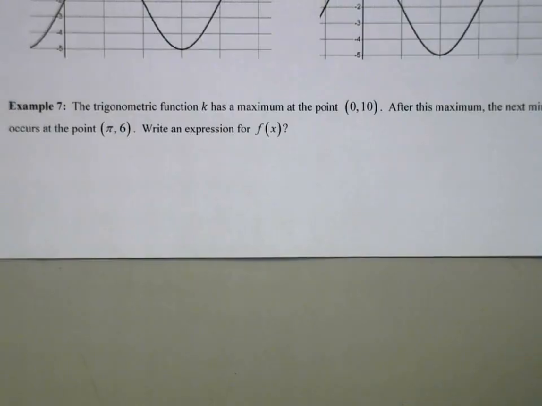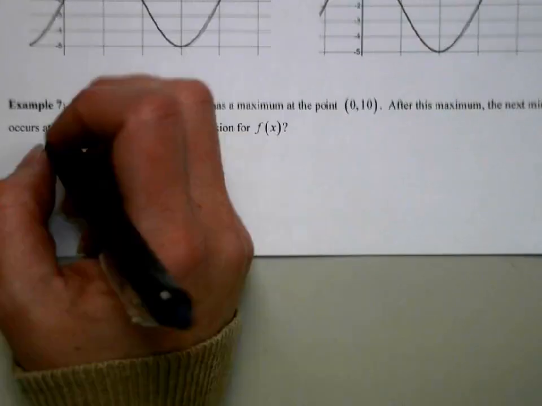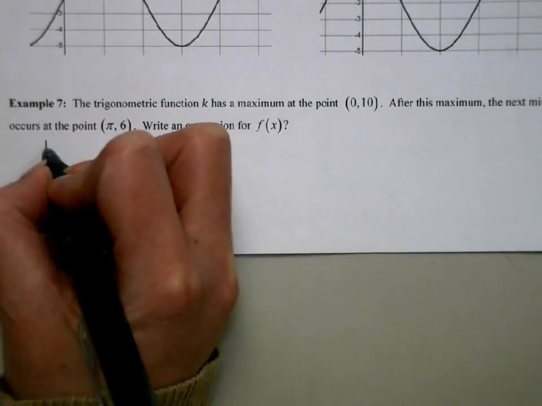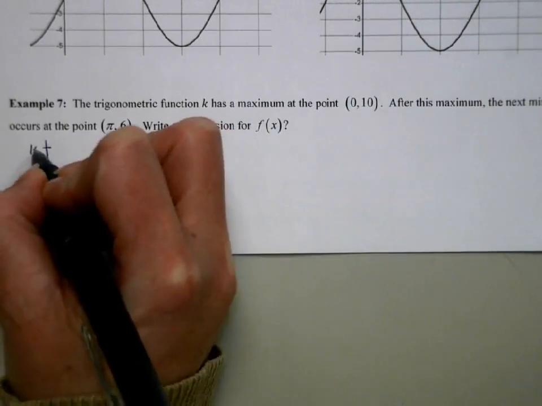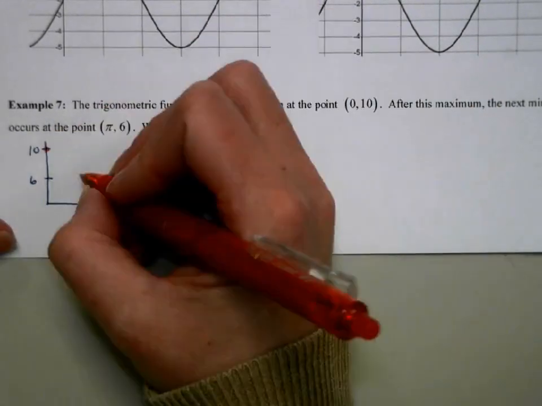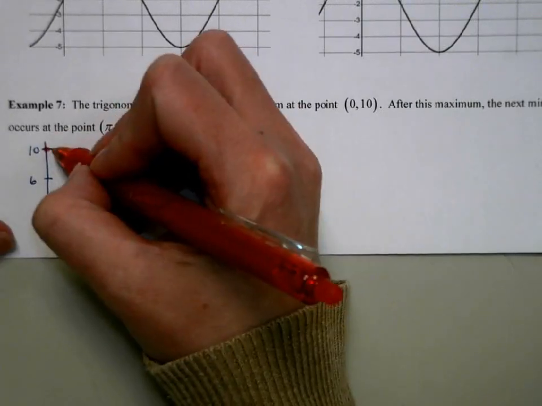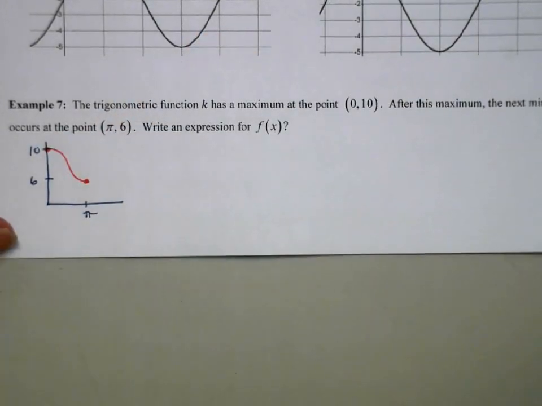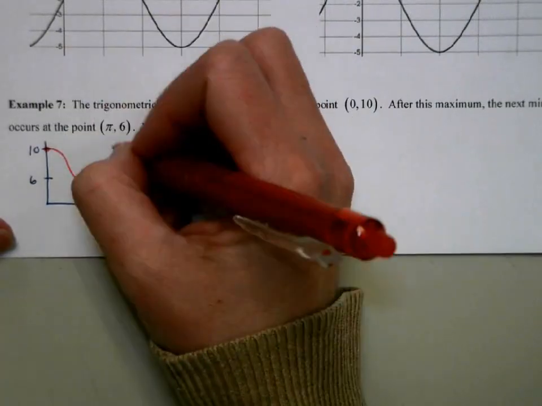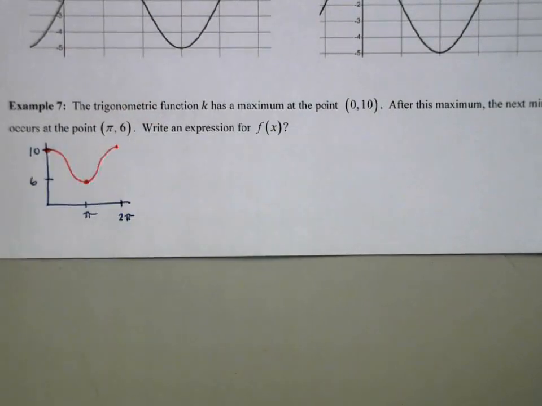Okay, next, the trig function k has a maximum at 0, 10. After this maximum, the next minimum occurs at pi, 6. So I'm going to sketch myself a little picture. I'm a visual person. Okay, so I'm told I have a maximum at 0, 10 and a minimum at pi, 6. I'm going to go ahead and extend my graph to the next maximum, like so. So let's identify our attributes.